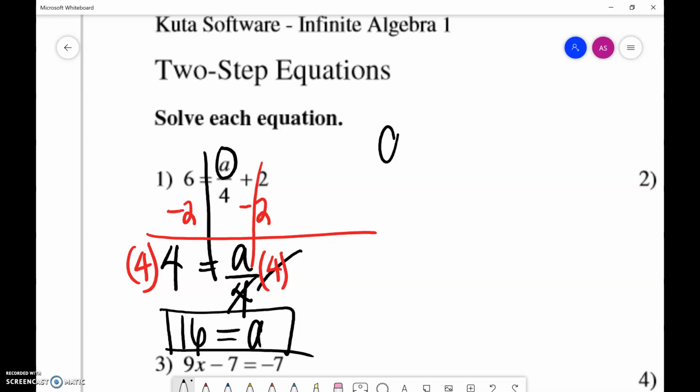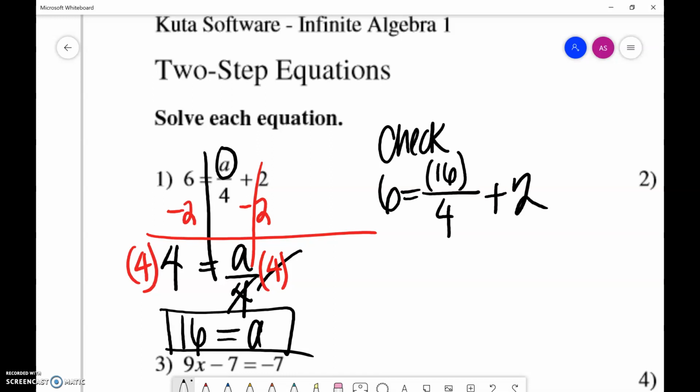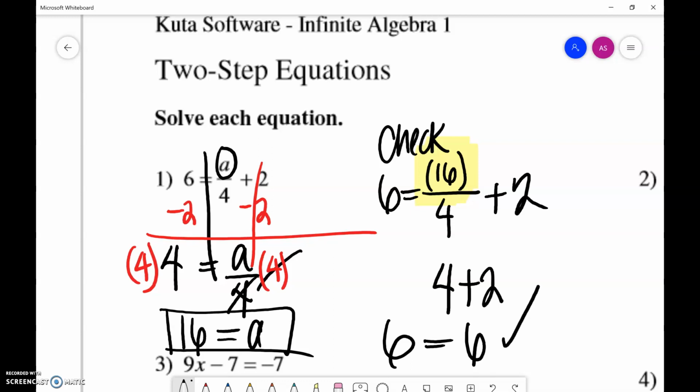Now remember, we can go back if we want to check our problems. And it means that what we want to do is put in what we think the answer is for a. Okay, and if I'm right, I should get back 16 or 6. So I have 16 divided by 4 is 4, plus 2 will be 6. So I do see that 6 equals 6, so that means that I am correct.